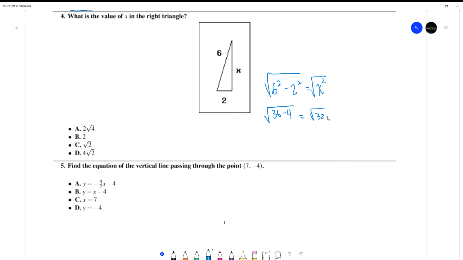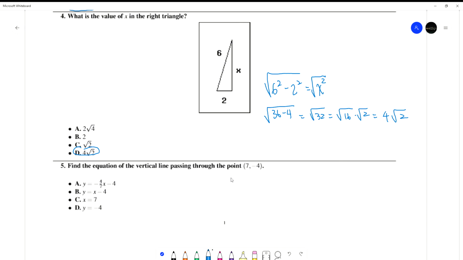And 32 is 16 times 2. So radical 16 times radical 2 is equal to 4 radical 2. That is D. Okay, number 5. I really hope everyone got this one by now.